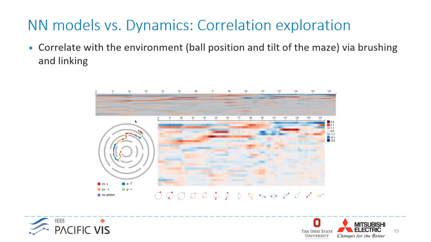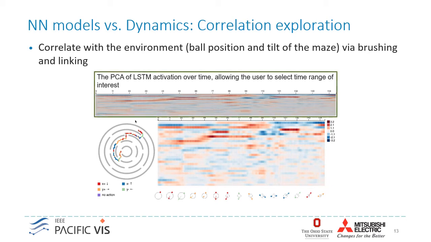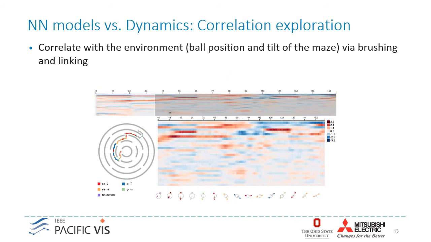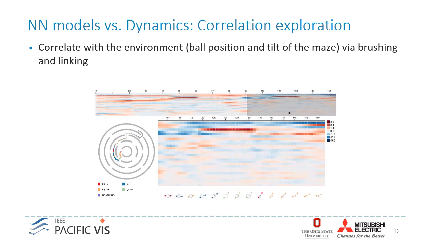In DynamicsExplorer, we provide a view for scientists to visualize and explore the activation of the LSTM of an episode. In this view, the top shows the PCA map, which represents the PCA of the activation map over time as an overview. The scientist can use the mouse to select a range of time steps of interest on the heat map.